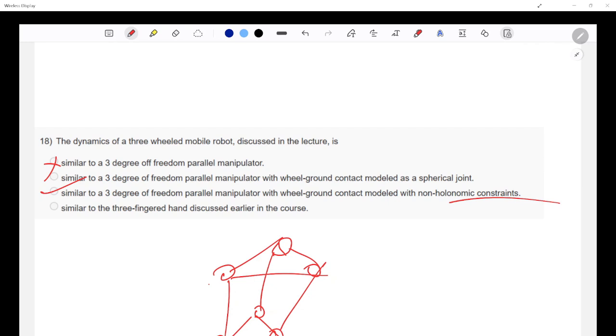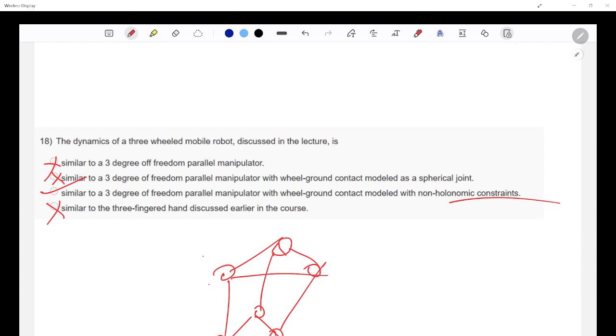Second is wheel-ground contact model as spherical joint. This is false because spherical joint is holonomic. Wheel contact is non-holonomic. Therefore, it is completely different. The fourth option is it is similar to a three-fingered hand. This is false. The system involves grasping force closure, not the same as WMR. So this is also false.